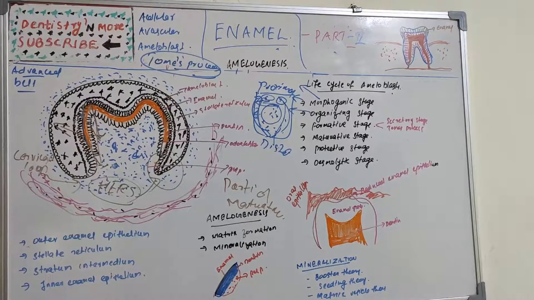And now we have a few changes, that is age changes. We know what happens in enamel. Age changes, most commonly attrition or wear, wearing of enamel will be there. And we have learned a lot of abnormalities related to enamel formation, that is mainly amelogenesis imperfecta, Hutchinson's teeth in congenital syphilis. So these are the changes or abnormalities during amelogenesis. Okay, so that's all about enamel formation.